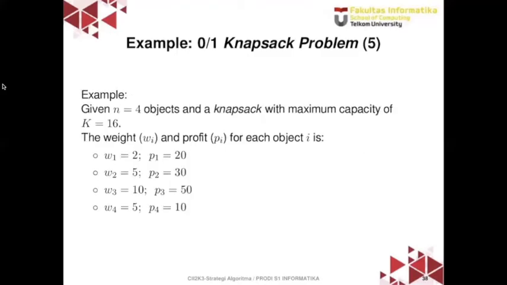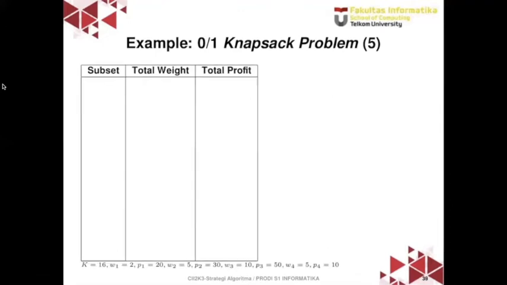For example, if we have n = 4 objects and a knapsack with a maximum capacity of 16, then we also have the weight and profit for the four items. We want to solve the knapsack problem for this knapsack and four items. To do that, we can use this kind of table where we have the subsets, which means the possible solutions, and also the total weight and total profit for each solution.